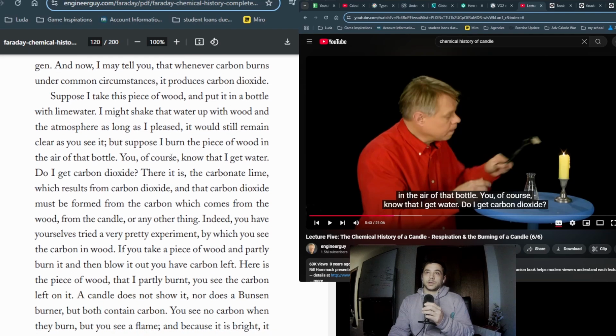So how do we account for this? Simply, when carbon reacts with oxygen, a likely product is carbon dioxide.